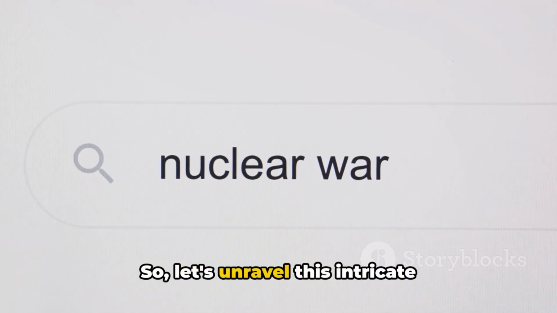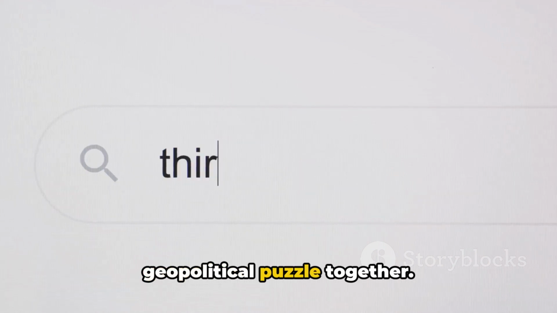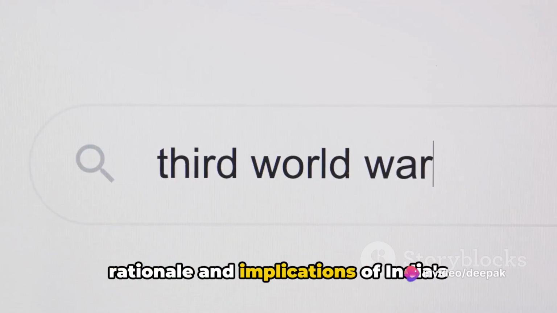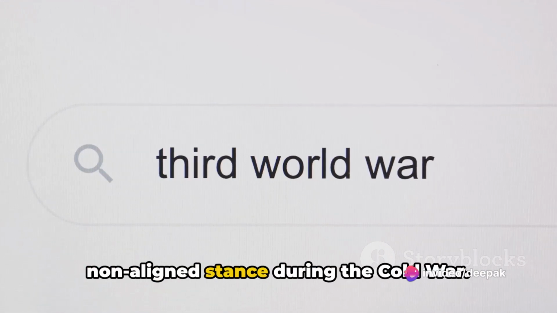So let's unravel this intricate geopolitical puzzle together. Dive in with us as we explore the rationale and implications of India's non-aligned stance during the Cold War.